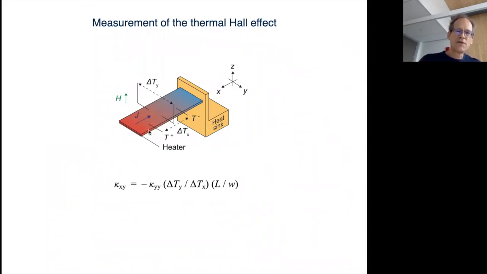What you do is, this is your sample, you stick it on some kind of heat sink, and you heat it at the end here, the red hot end, which sends a heat current J along the X direction. You apply a magnetic field along the Z direction, and you detect a temperature difference across the sample, transverse to the current, along the Y direction. This temperature difference, delta T Y, is what you measure. You measure it relative to the delta T X that you generate by sending the current along X, and this gives you kappa XY, the thermal Hall conductivity that I'll be plotting in the subsequent slide.